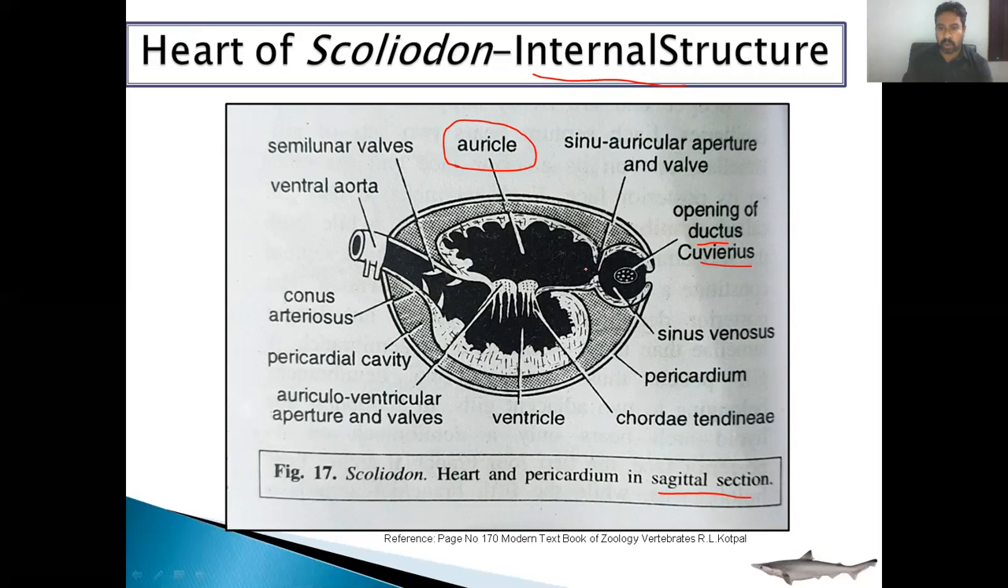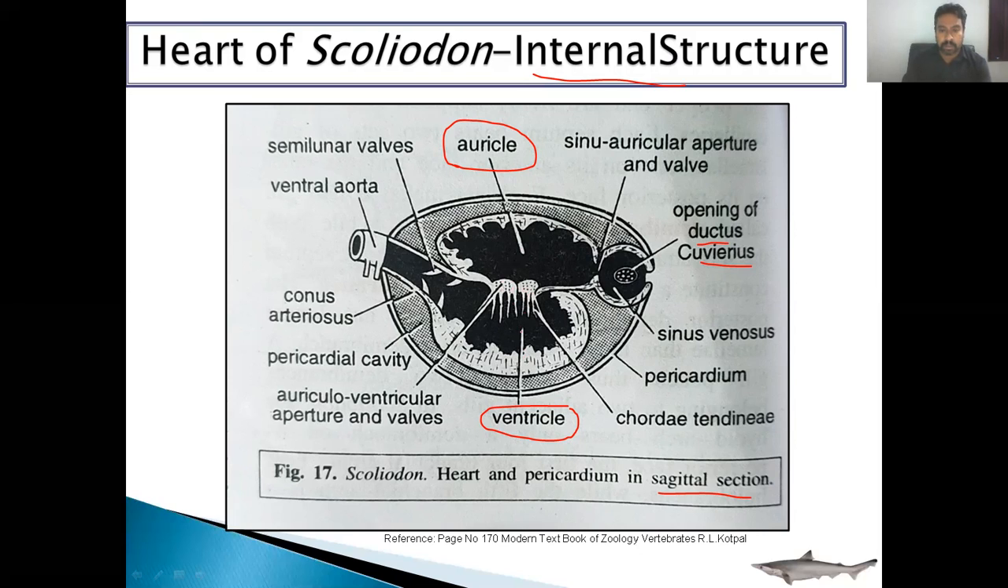This opening is called the sino-auricular aperture, and a membranous pair of valves is present to prevent the backflow of blood. If you look at the first primary chamber, the auricle, you can see the wall of the auricle is thick as compared to the sinus venosus. And this auricle opens to the second primary chamber, the ventricle, by an opening called the auricular ventricular aperture. It is guarded by pocket-shaped valves, which prevent the backflow of the blood.